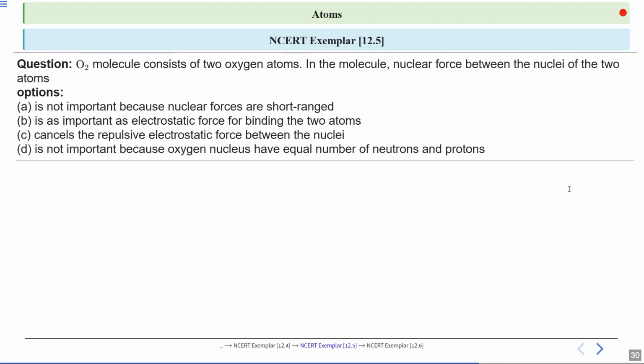Let's solve this question about the oxygen molecule, the O2 molecule, which is made of two oxygen atoms joined together. The question asks about the nuclear force between the nuclei of two atoms in an O2 molecule. Notice how the options focus on the importance and range of nuclear forces compared to electrostatic forces. This type of problem tests your understanding of atomic structure, especially the difference between nuclear forces, which act inside the nucleus and are very short ranged, and electrostatic forces, which act between charged particles and have a longer range. Four options are given and you have to choose the correct one.